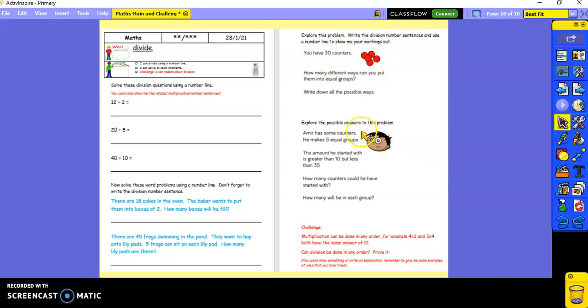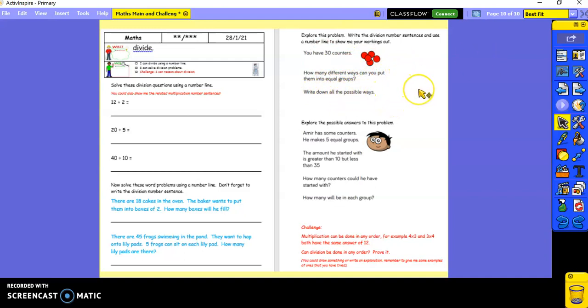Then we've got 2 slightly more open problems here to investigate. So this one here, explore this problem. Write the division number sentences and use a number line to show me your workings out. So you have 30 counters. How many different ways can you put them into equal groups? Write down all the possible ways.